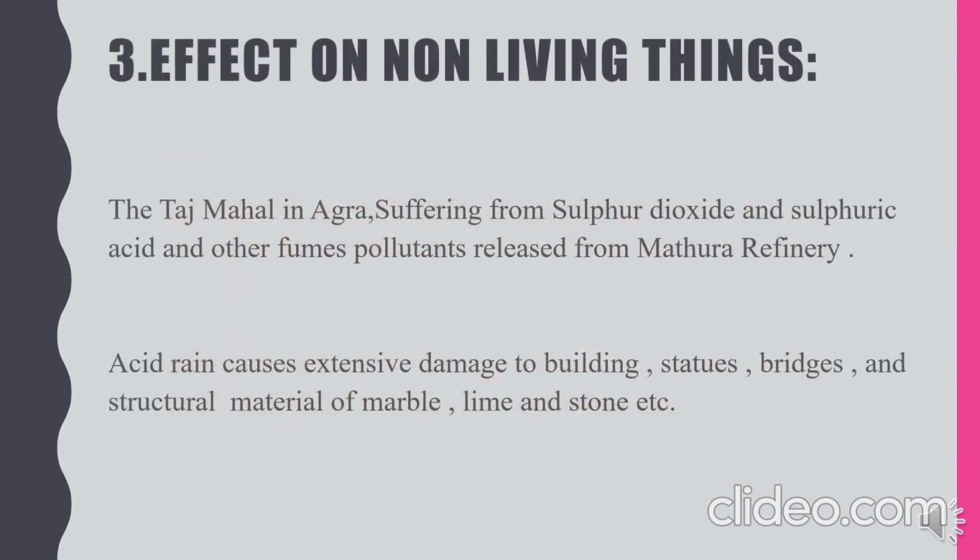Effect on non-living things. The Taj Mahal in Agra is suffering from sulfur dioxide, sulfuric acid and other fume particles released from the Mathura refinery. Acid rain causes extensive damage to buildings, statues, bridges and structural materials of marble, lime and stone, etc. So acid rain also affects the Taj Mahal in Agra, which is suffering from sulfur dioxide, an acidic component released from the refinery, and it extensively damages buildings, statues, marble, lime and stone, etc.